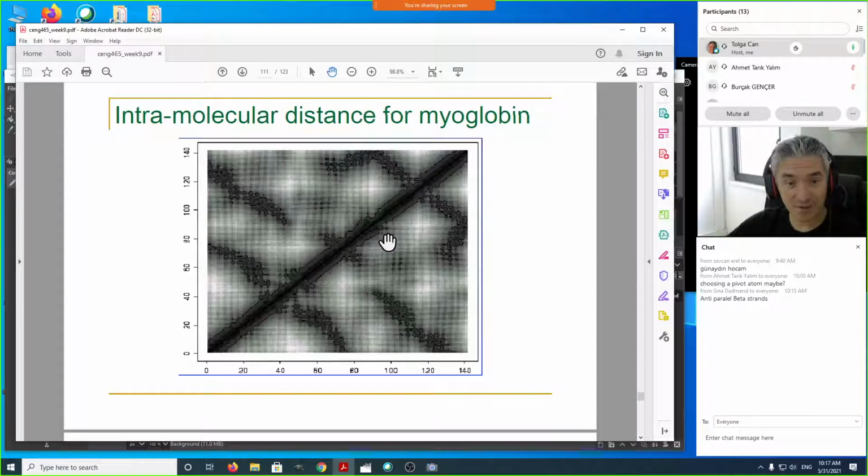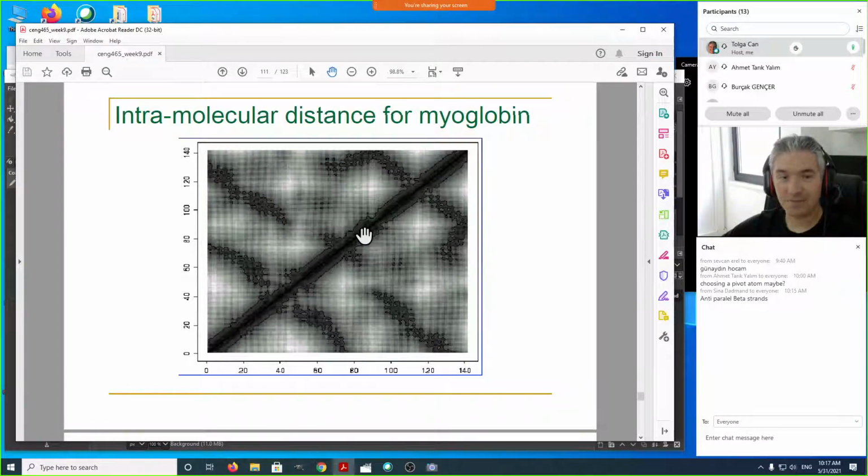And there are some irregular, for example, black blobs around, which may indicate how those alpha helices are related to beta strands and such. But in general, this is a distance matrix that is given to us, and it's a translation and rotation invariant feature.